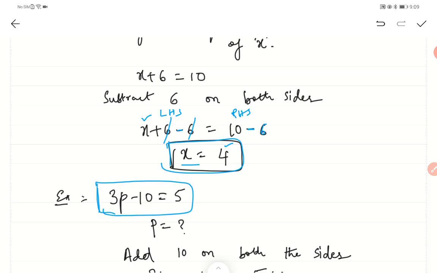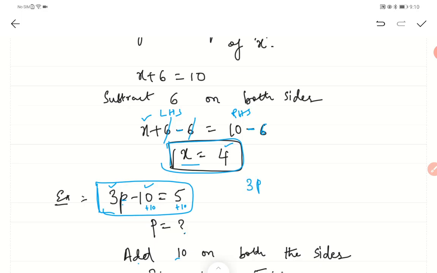Our given equation is 3p minus 10 equal to 5. So how would I proceed to find the value of p? First of all, on the LHS we have 3p minus 10. So line by line, let's remove the 10 first, and then after that we will try to remove the 3. For removing 10, what is my step? I will add 10 on both the sides.